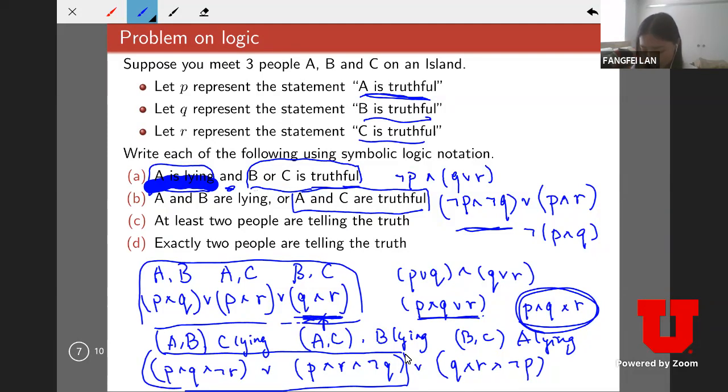So you definitely need all the possibilities. You have to consider all of them when you write these down. But this goes back to what I was saying: you have to think about what exactly each one of them is doing. If you just think about a statement like "exactly 2 people are telling the truth," you wouldn't be able to write down the statement correctly. But if you think, okay, what does it mean by exactly 2 people are telling the truth? That means, let's say A is truthful, B is truthful, and C is lying. So that's one possibility. You think about what each one of them is doing, and then you write the statement down.